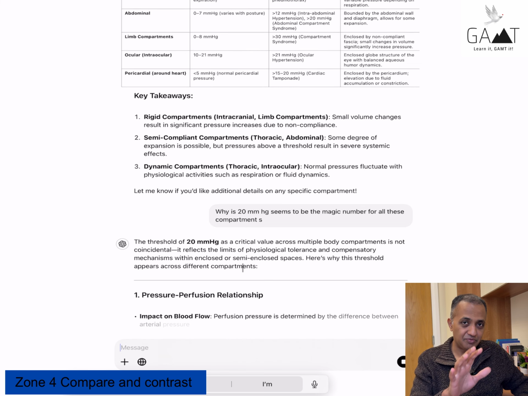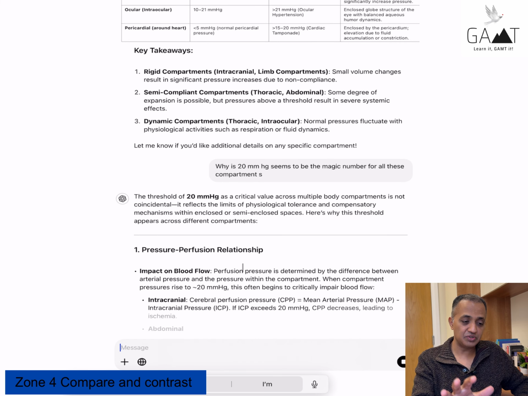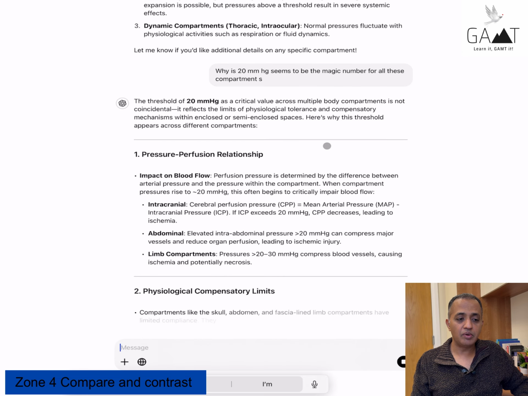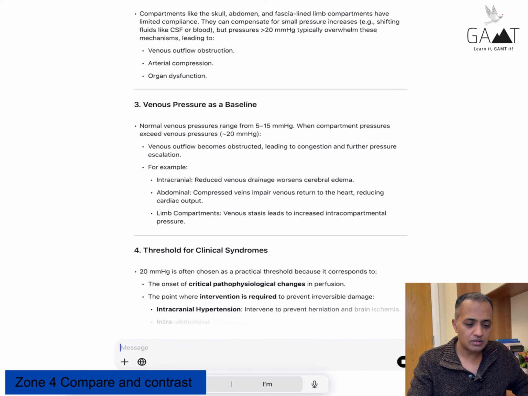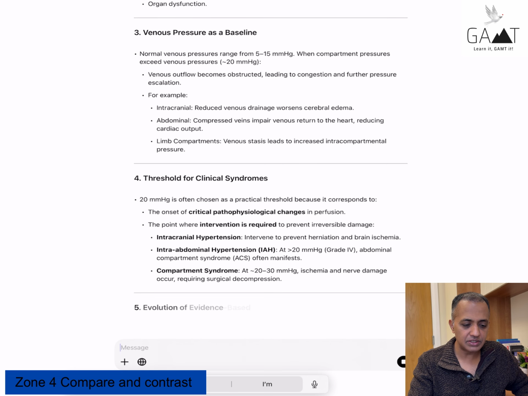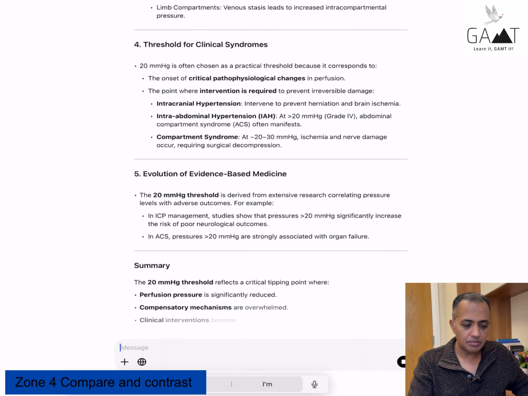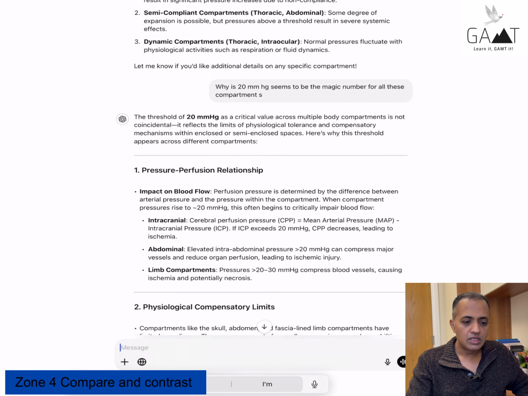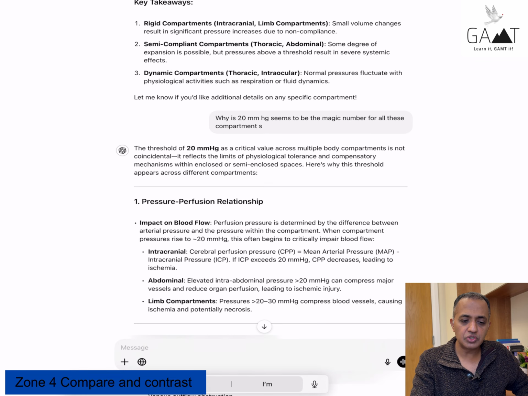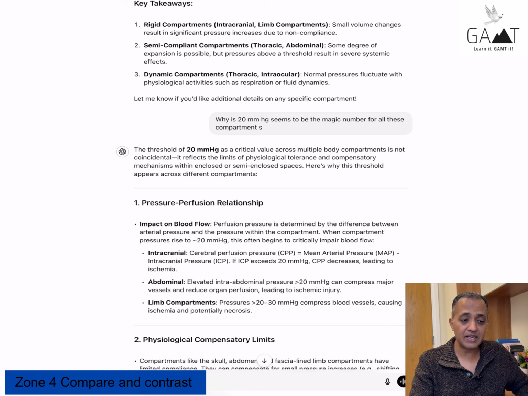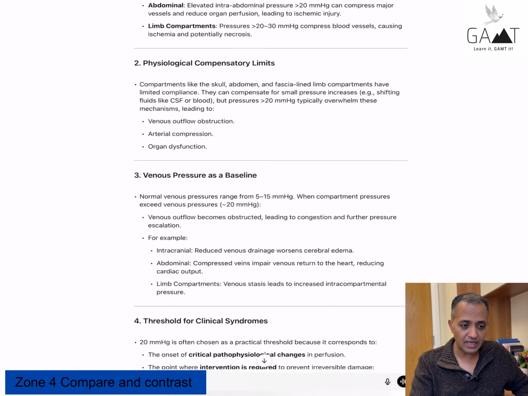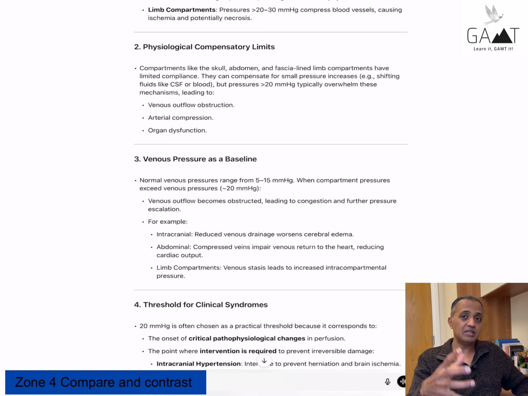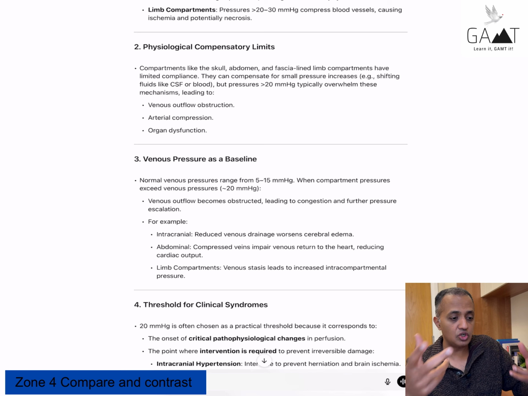It's not phrased perfectly, but there you go. ChatGPT gives an answer: the result of 20 millimeters being a critical value across multiple organs is not coincidental. I'm going to wait for it to finish loading all the answers. Okay, summary: across organs it is not a coincidence. It reflects the limit of physiological tolerance and compensating mechanisms within closed spaces. Pressure perfusion relationship: you have the intracranial pressure and the cerebral perfusion pressure. Physiological limits, venous obstruction, arterial compression. It makes sense because the whole body has the same arterial pressure, systolic and diastolic. So it kind of makes sense, doesn't it?